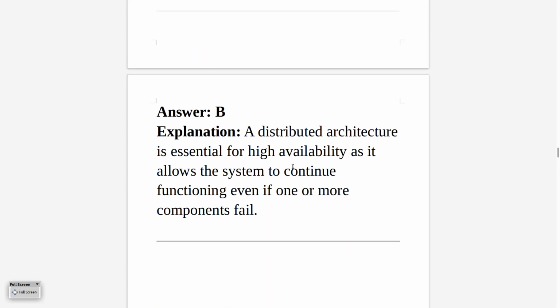Exactly. Distributed architecture, essential for HA, allows a system to continue functioning even if one or more components fail. Indeed, like a multi-zone type architecture, or even multi-region.